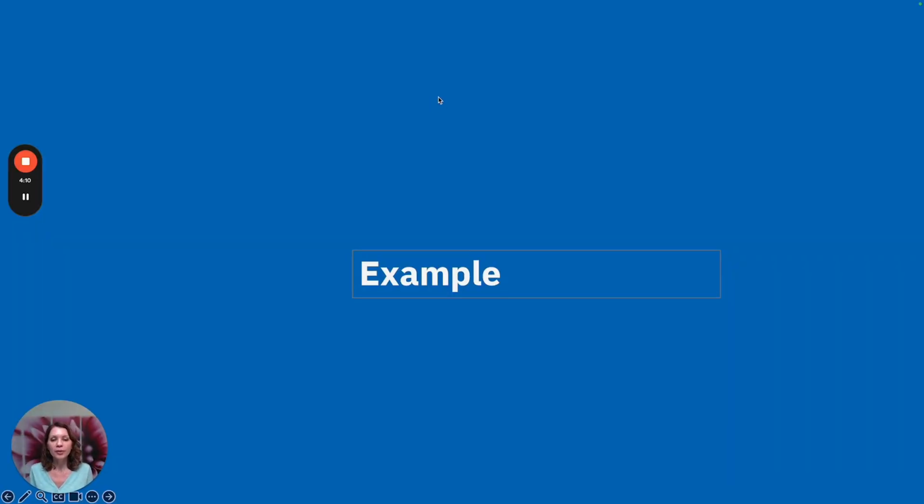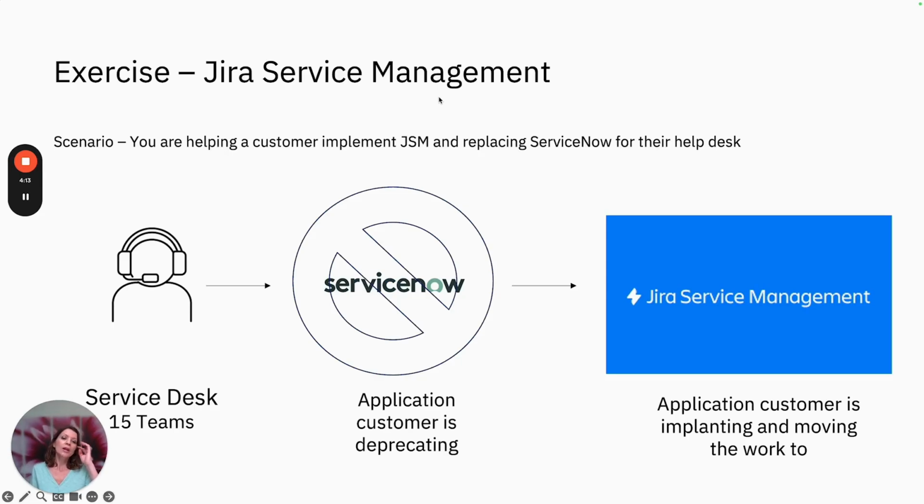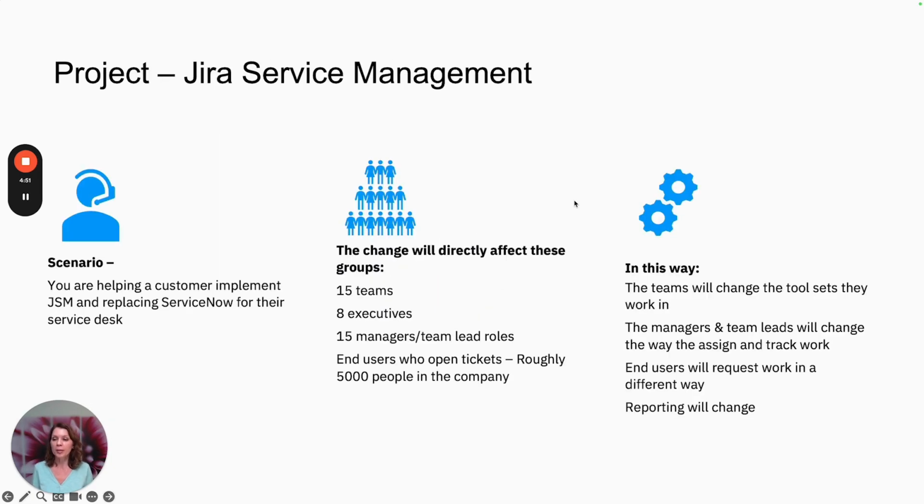All right, so let's run through an example. This is something that's a pretty popular project from where I work. In this example, we have a service desk as our main target area of the people that we're affecting. And let's say this service desk has 15 teams. We're replacing ServiceNow and we're putting in Jira Service Management. ServiceNow and Jira Service Management are both tools where service desk employees will organize their work and people will open tickets in the wider business at large, or maybe the public.